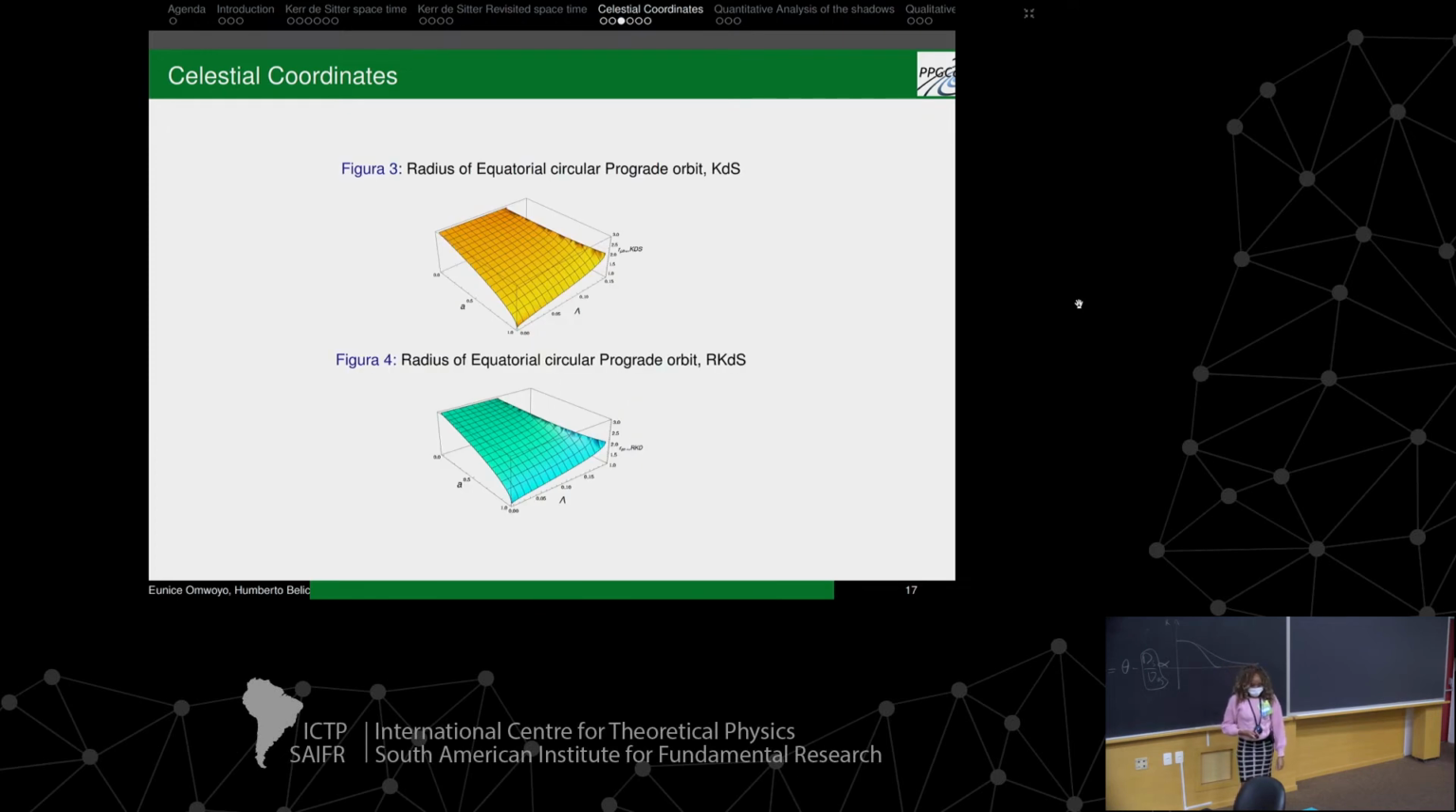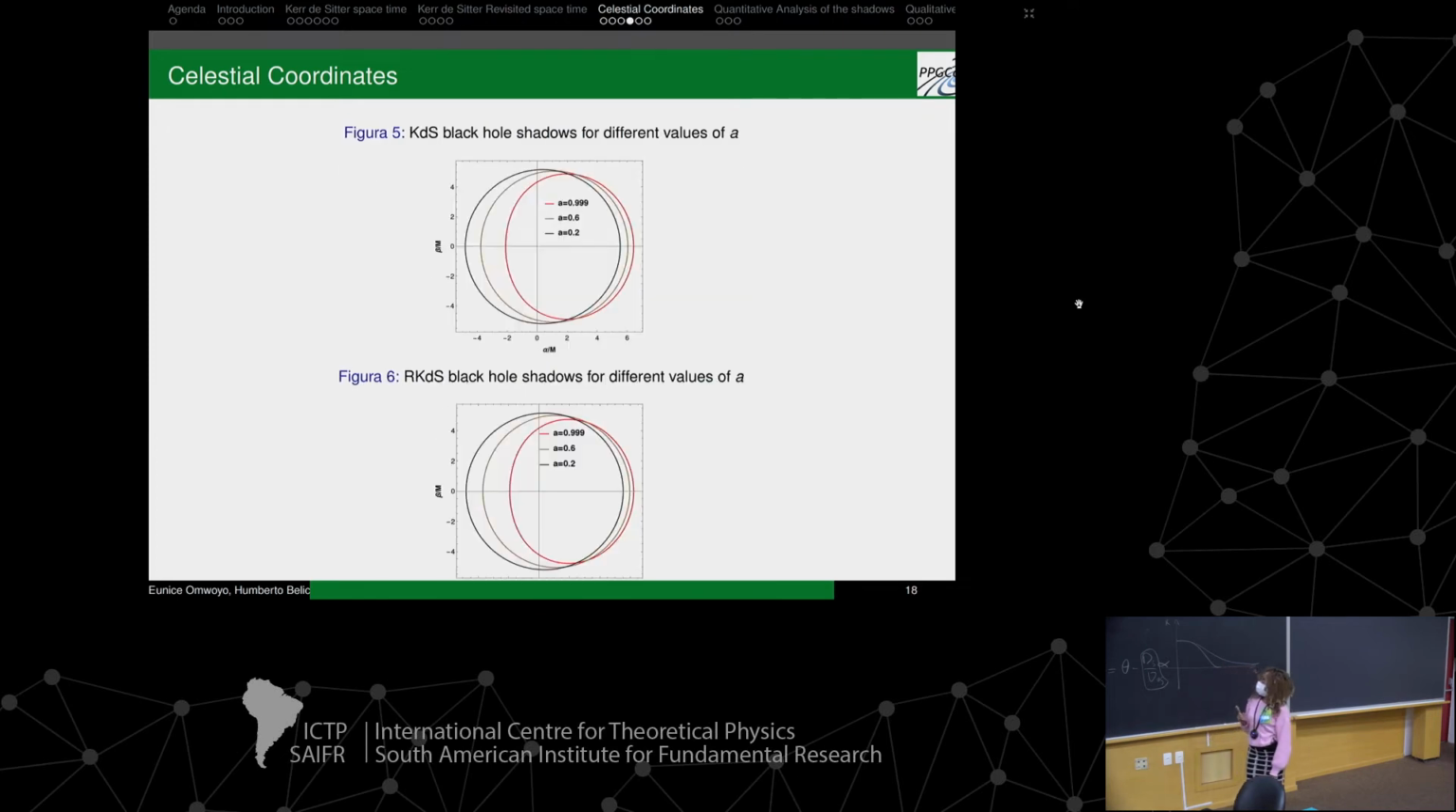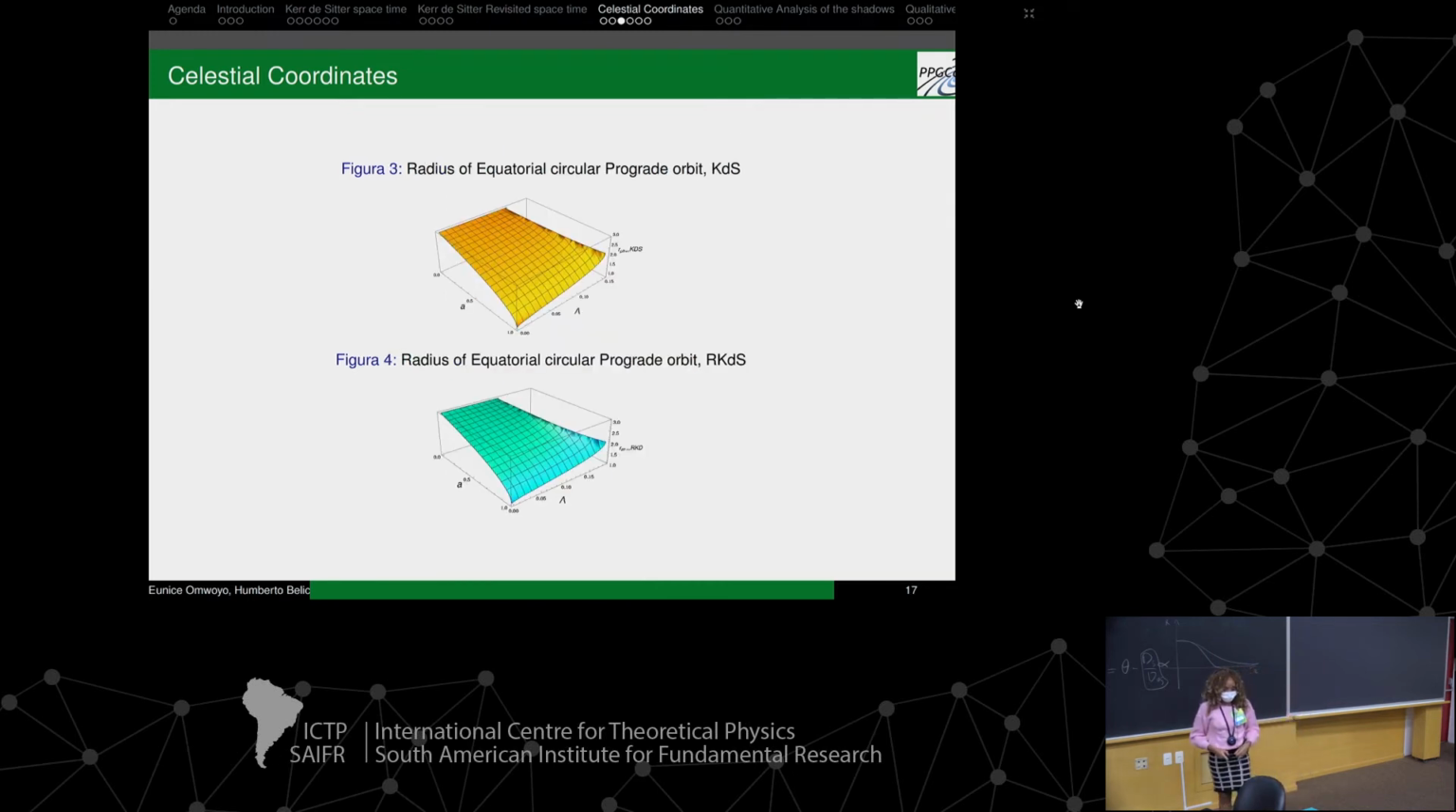So let's see. Here we analyze the Kerr-de Sitter and Kerr-de Sitter revisited spacetimes. We see on these curves, as we are increasing the values of a, this point keeps moving in the direction with which we see the behavior of its corresponding orbits.